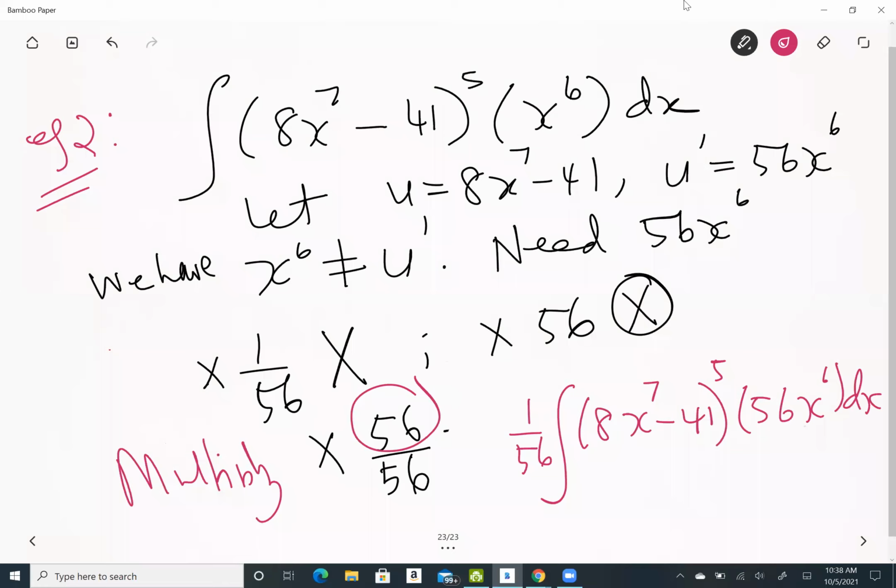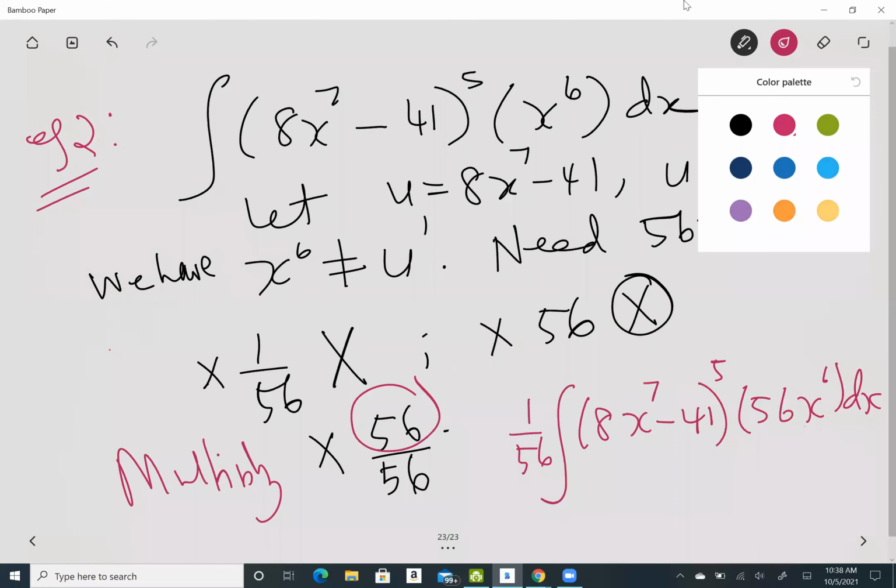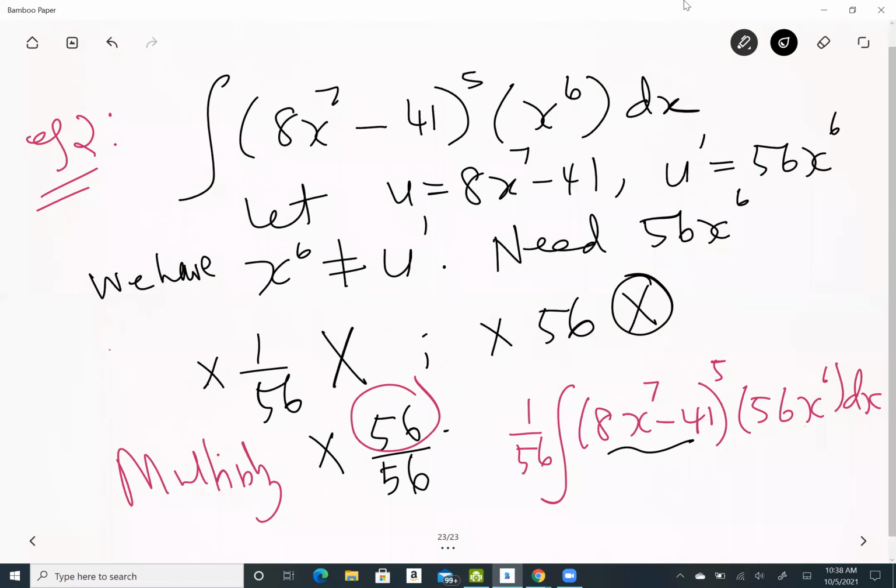So here you have u prime. This is u to the power of 5, and that is u prime. So you got the form already: the integral of u to the power of 5 u prime dx. And of course, you have 1 over 56. Don't worry about the constant. The constant will just follow the integral. So what is it equal to?